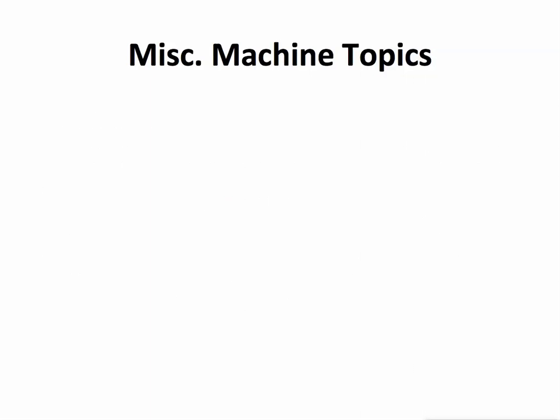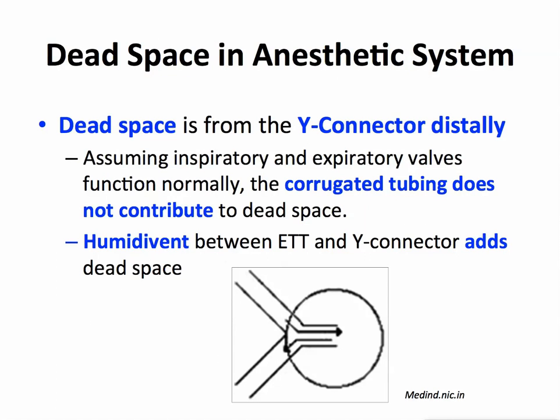Let's finish up with a couple miscellaneous machine topics. The first one is dead space in the anesthetic system. Dead space is actually from the Y connector distally, assuming that you have normally functioning inspiratory and expiratory valves. The corrugated tubing in your circle system, you can expand it or not expand it, even put a second corrugated tubing system on when a patient's head is away, for example.